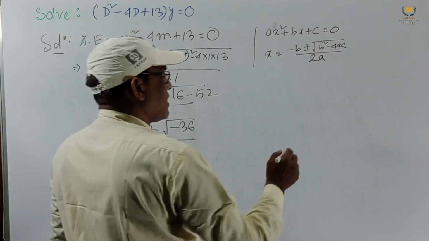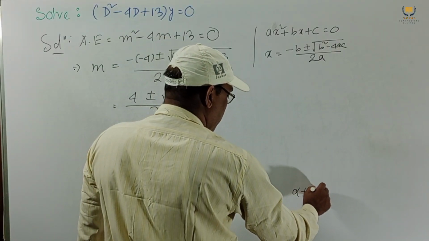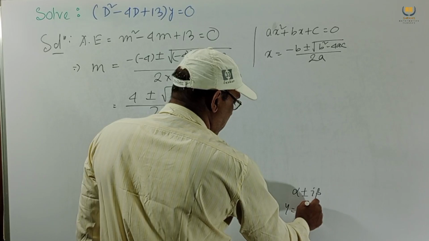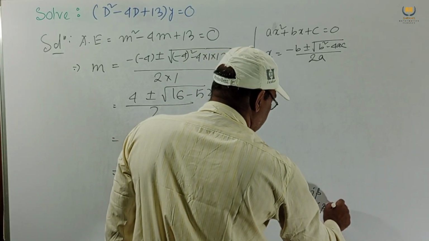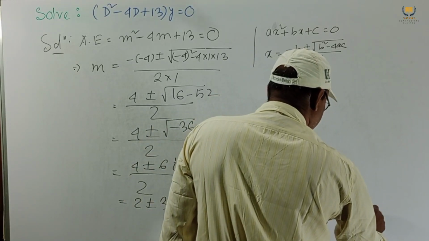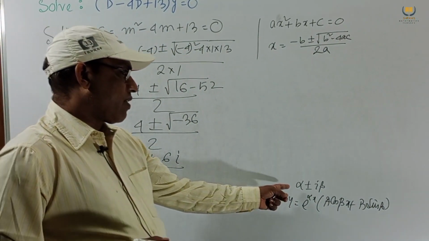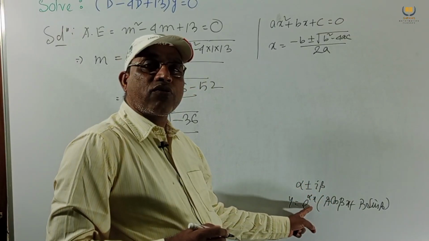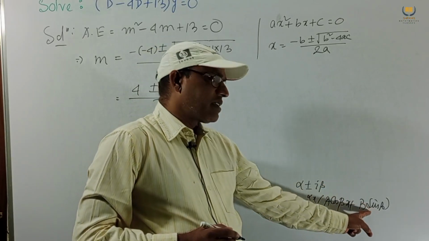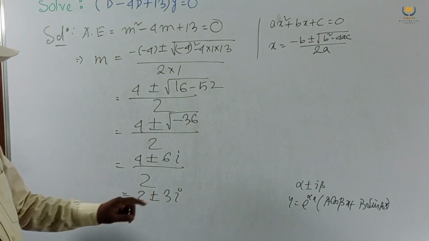Again you know this: if the roots are complex conjugate alpha plus minus i beta, then the solution is y equal to e to the power alpha x into a cos beta x plus b sin beta x. Here alpha is the real part, so e to the power real part x into a cos beta x plus b sin beta x. We know this. So this is real and this one imaginary.